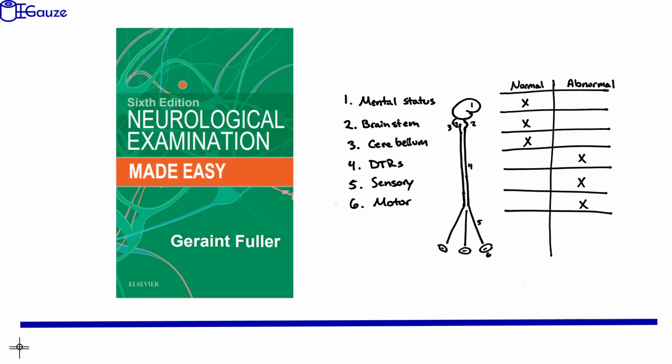If I want to simplify the neurological examination, it's composed of six parts: mental status, brainstem, اللي هو the cranial nerves, cerebellum, deep tendon reflexes, sensory motor. So you should know them all.